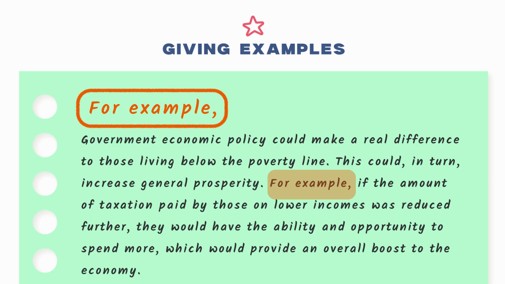Government economic policy could make a real difference to those living below the poverty line. This could, in turn, increase general prosperity. Now, we are going here to give an example. For example, if the amount of taxation paid by those on lower incomes was reduced further, they would have the ability and opportunity to spend more, which would provide an overall boost to the economy.